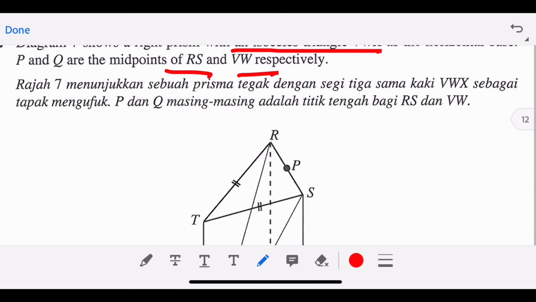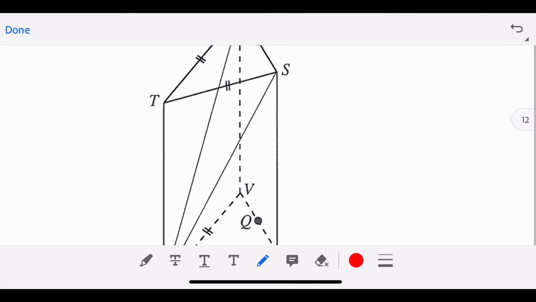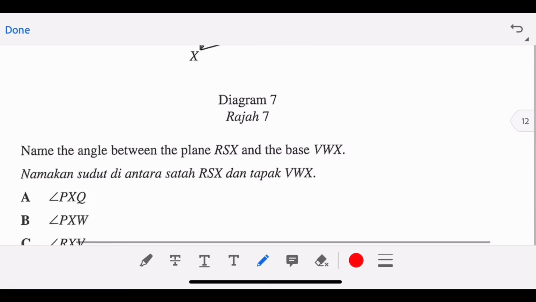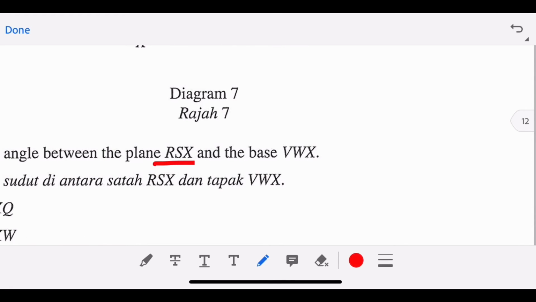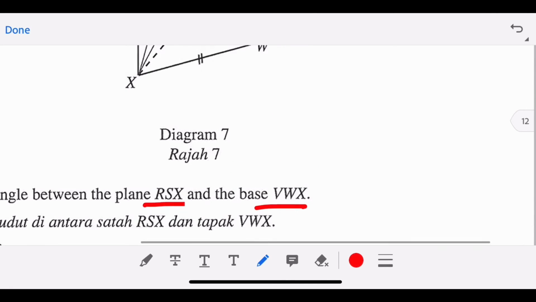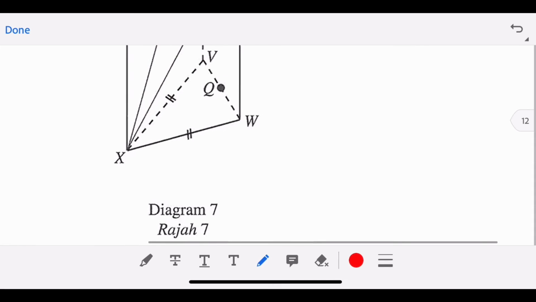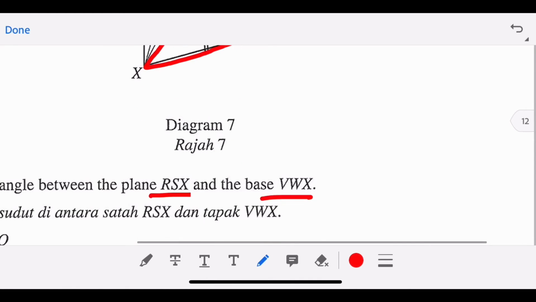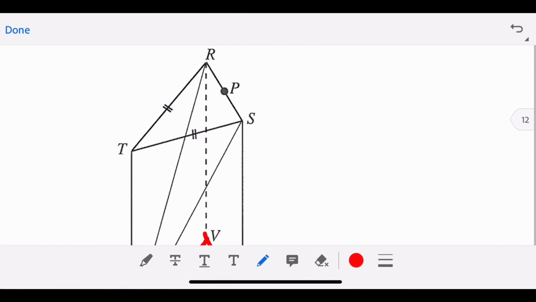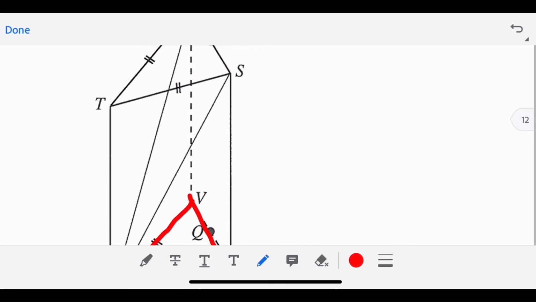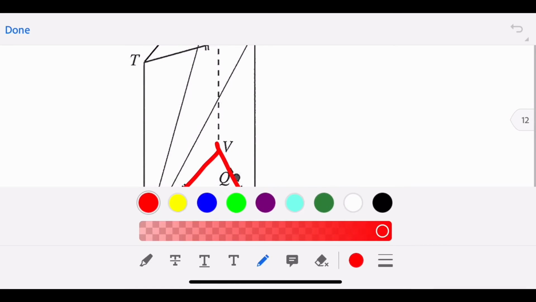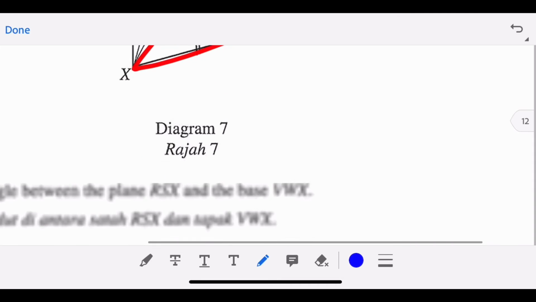Now you're asked to find the angle between the plane and the plane. Normally I will advise you to identify the planes first. So we try to highlight the planes so that we won't make careless mistakes. This is the plane down there, and we have another plane up there. So we have to find the angle between the two planes.